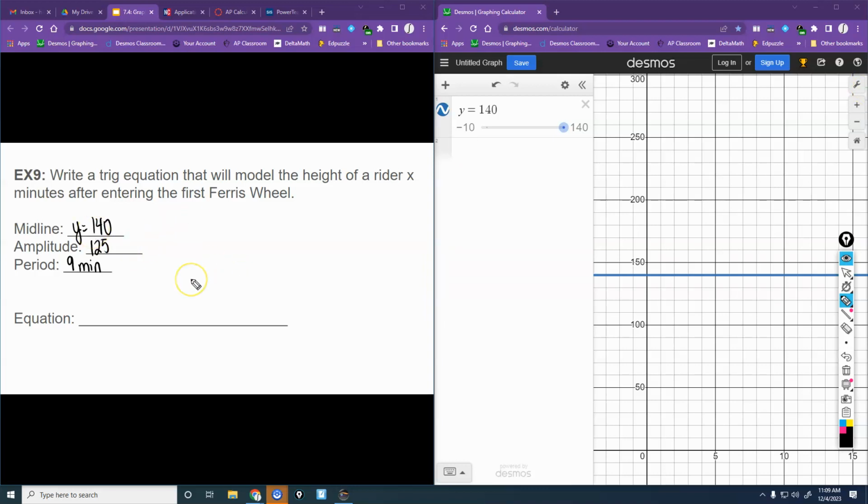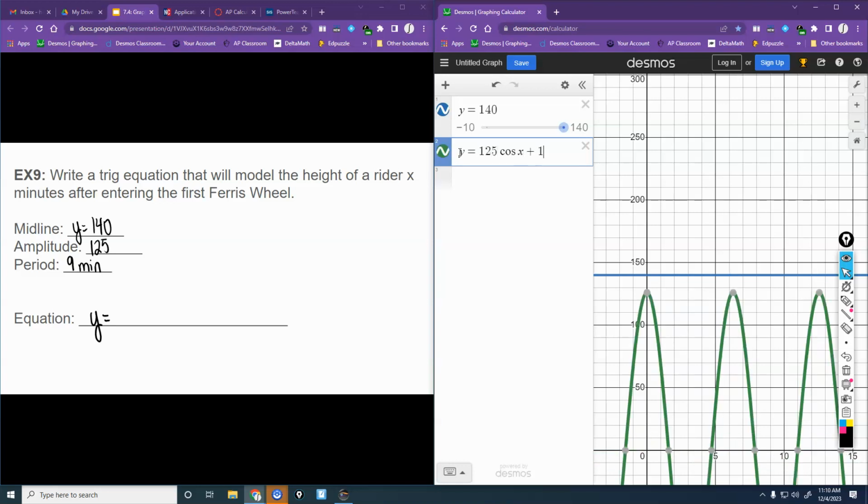Okay, now the equation, part of it is really easy to come up with, because midline and amplitude are just in your equation. So we're going to have y equals, actually I'm going to show you something right here. When you get on the Ferris wheel, are you getting on at the top of the Ferris wheel or the bottom? Bottom, right? So sine and cosine of x, let me go ahead and put in y equals 140, no, wrong, 125 cosine x plus 140.